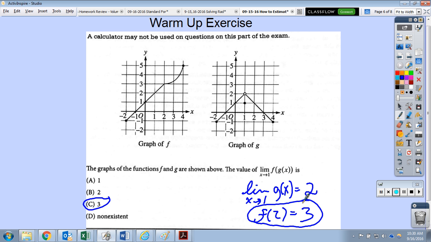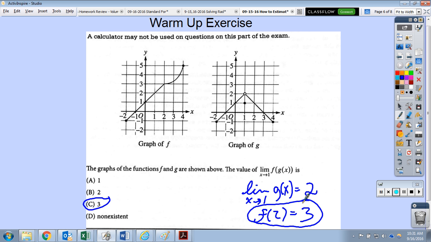Yep, this is exactly it. F of 2 is 3. So the limit kind of goes away, you just find f of 2? Yeah, because the limit as x approaches 1 of g of x is 2. And then f of 2 is 3.